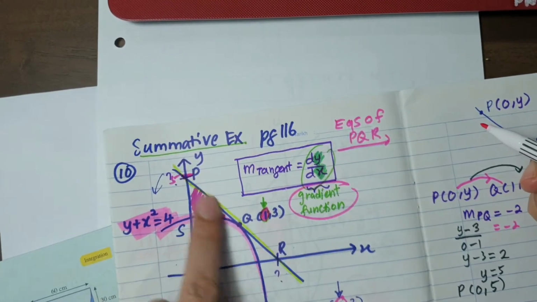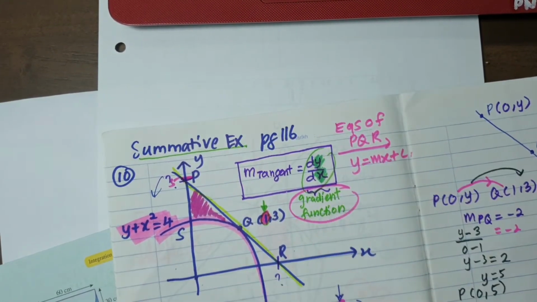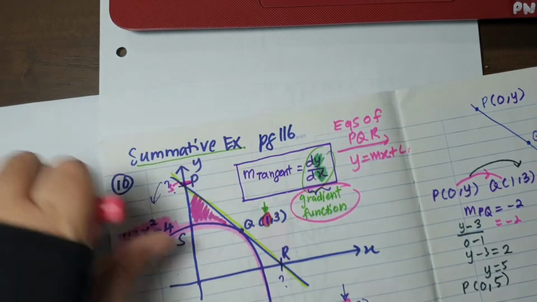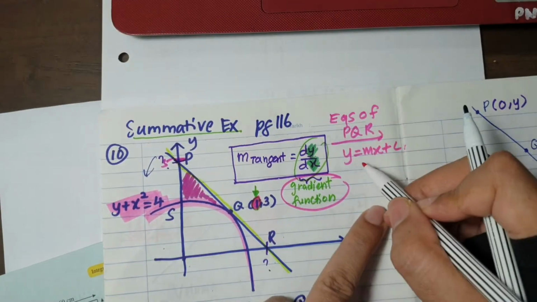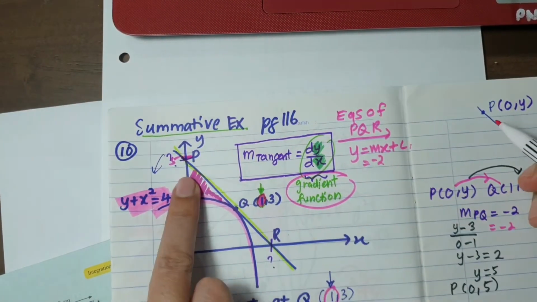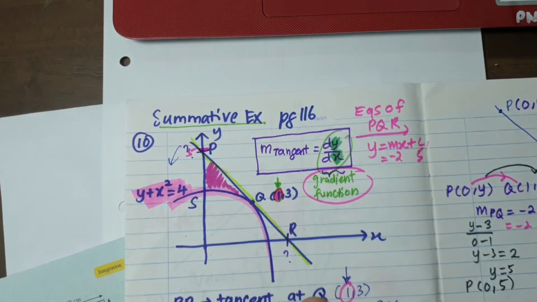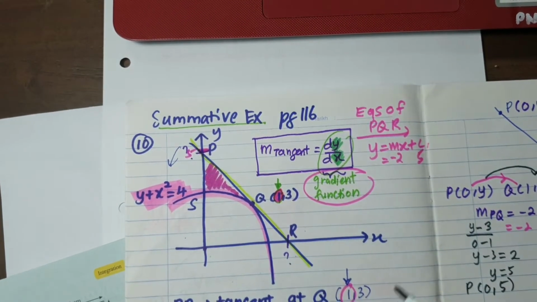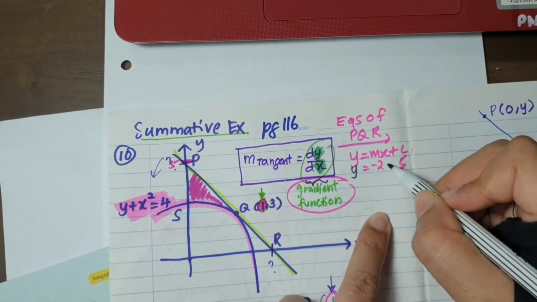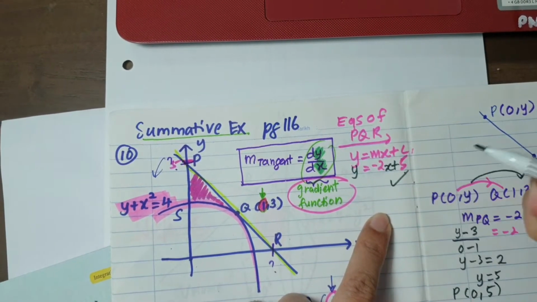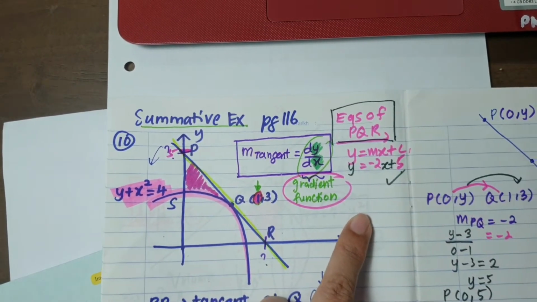So tangent maknanya dia straight line. Bila dia straight line, dia mesti equation dia y equals mx plus c. Gradient tadi kita dah dapat. Kita dapat apa tadi? Negative 2. Right. So gradient is negative 2. Y-intercept kita baru je cari, kita dapat 5. So equation of the straight line where the line PQR is tangent to the curve is y equals negative 2x plus 5. Done. Ini equation of PQR. Walaupun tak suruh cari, kita dah tahu dah.